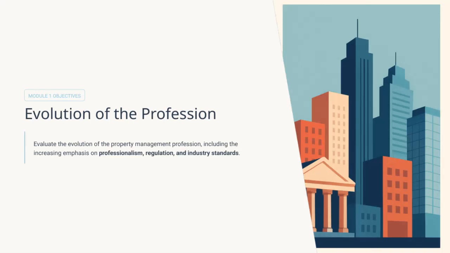Let's take a closer look at the evolution of the property management profession. Over time, we've seen a significant shift toward greater professionalism in the industry. This includes increased emphasis on ethical standards and best practices to ensure quality service. Regulation has also become more prominent, with laws and licensing requirements helping to protect both property owners and tenants. Industry standards have been established to promote consistency and accountability across the field.